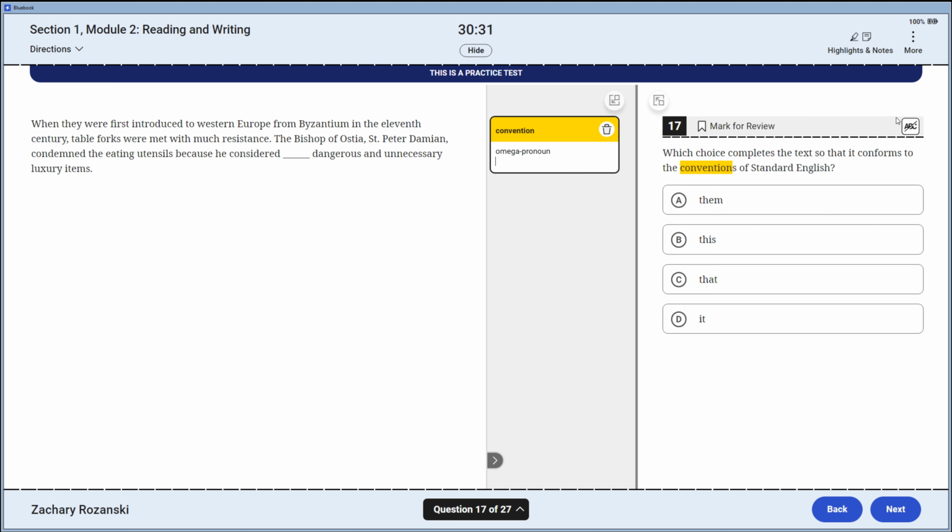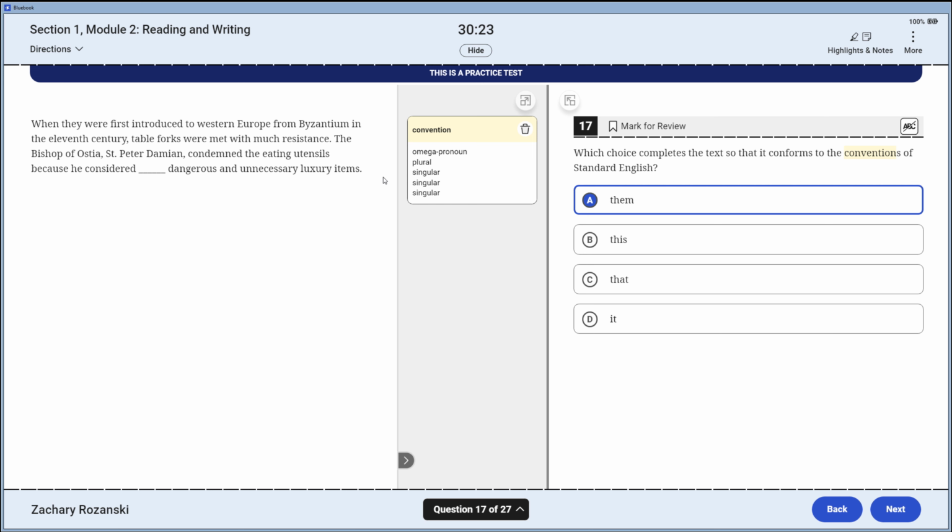Pronouns seem to be popping in this one. I've got a plural, I've got a singular, I've got a singular, and I've got a singular. I'm going to bias the odd man out, but I'm obviously going to go looking for an antecedent, the who or what that the pronoun refers to. The utensil seems to be my antecedent. Condemned the eating utensils because he considered eating utensils to be dangerous.